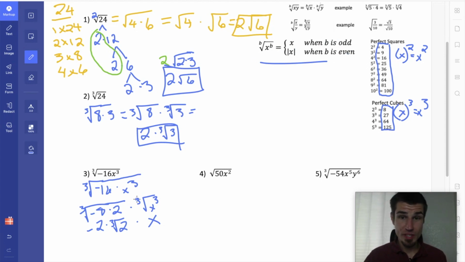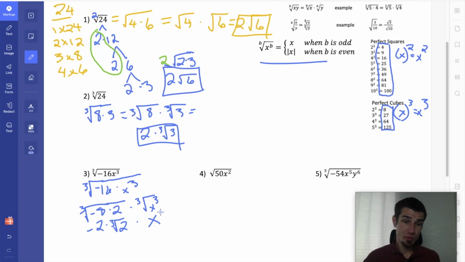In this case, our b is 3, so it's odd. So we would just leave whatever the base is, that would be our solution. So it just comes back to this idea, right? The base of x cubed is x. So the cubed root of x to the third power is just x.